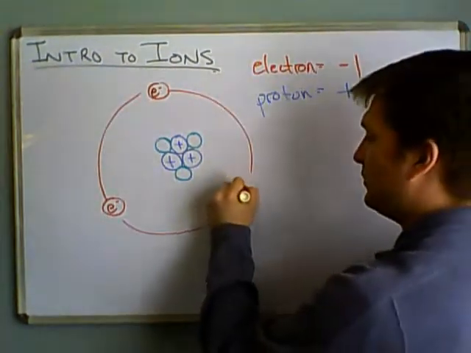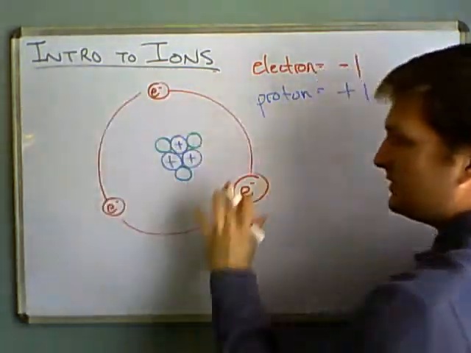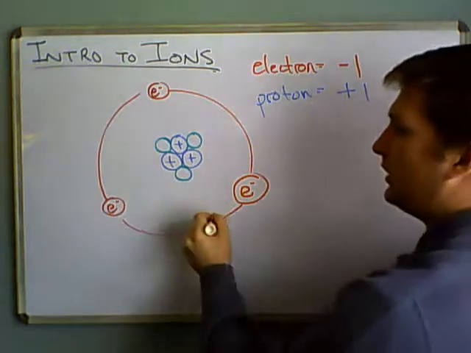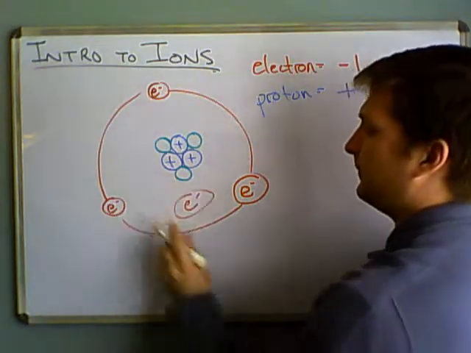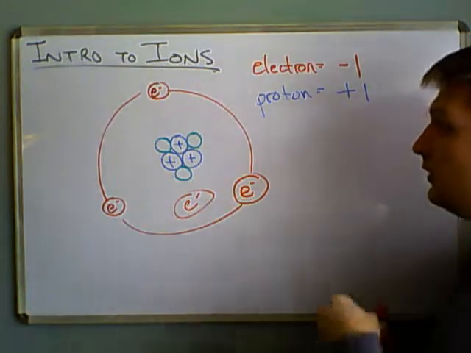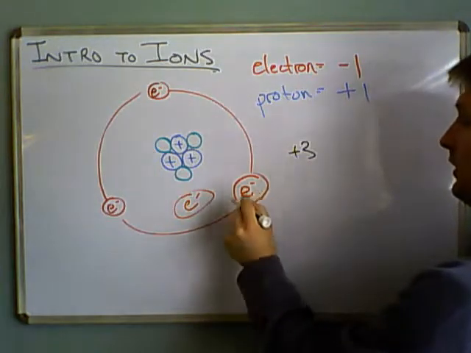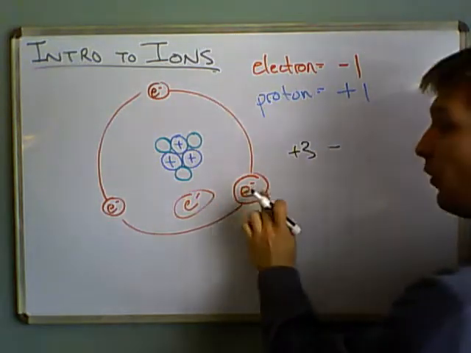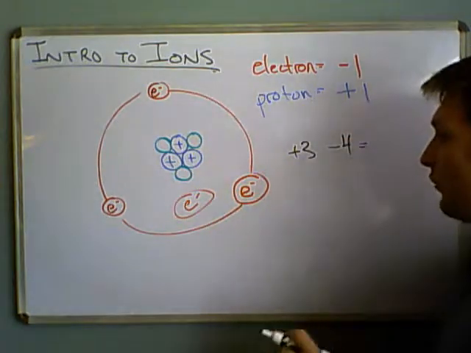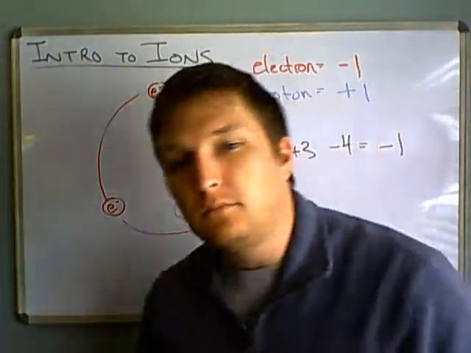So that was when we lost an electron. Let's say we added an electron. We have this atom, everything's going normally, and we throw in another electron to the mix. Now what's the charge? Well, it's +3 in the middle, and then minus, now it's 4, right? 1, 2, 3, 4. So the overall charge is -1 for that atom.